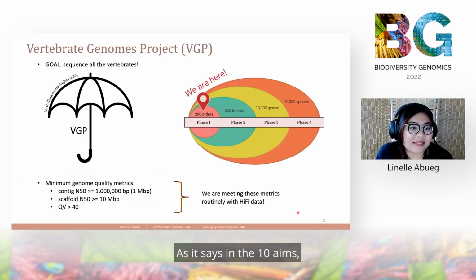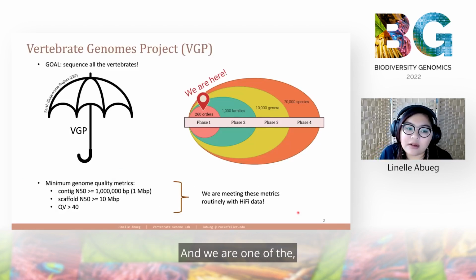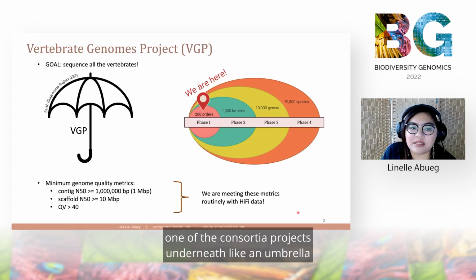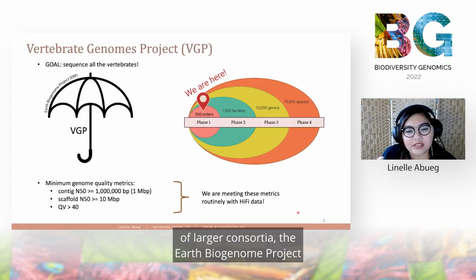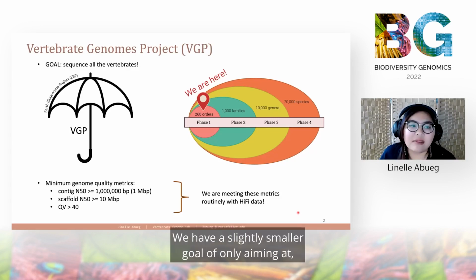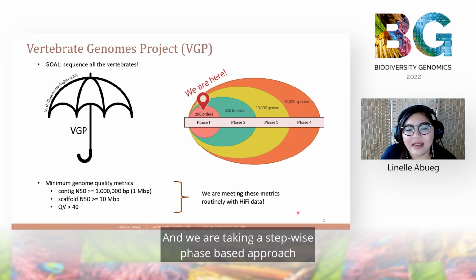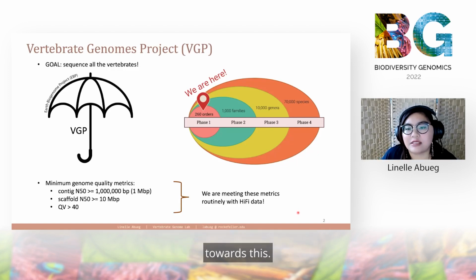As it says on the tin, it aims to sequence all the vertebrates on Earth, and we are one of the consortium projects underneath an umbrella of larger consortia, the Earth Biogenome Project, which aims at sequencing all eukaryotic biodiversity on Earth. We have a slightly smaller goal of only aiming at all 70,000 vertebrate species instead, and we are taking a stepwise phase-based approach towards this.